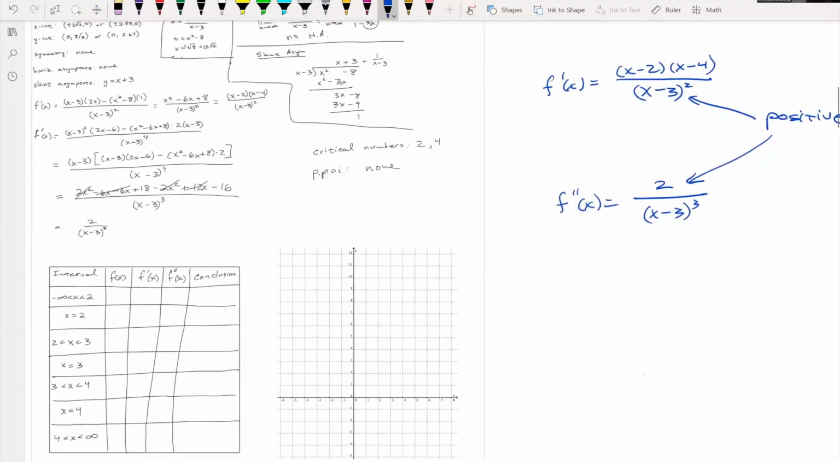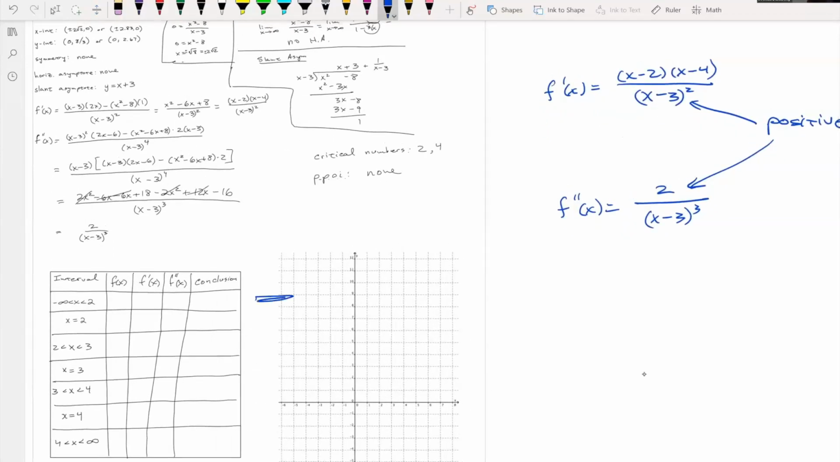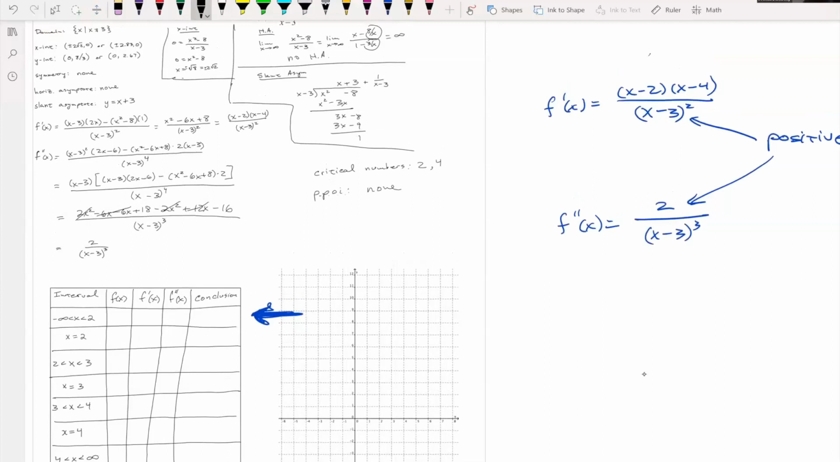So if we plug in for our first region over here, let's just plug in 0, right? 0 is between negative infinity and 2. So our first derivative, when we plug in 0, our bottom is always positive. The top, when I plug in 0 here and 0 here, I'm going to have a negative times negative. So that's a positive in the numerator. I'm going to get a positive over a positive. So this is a plus sign.